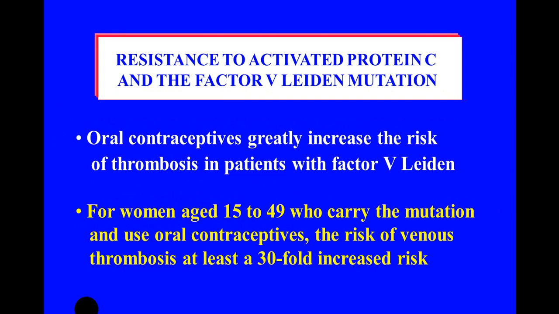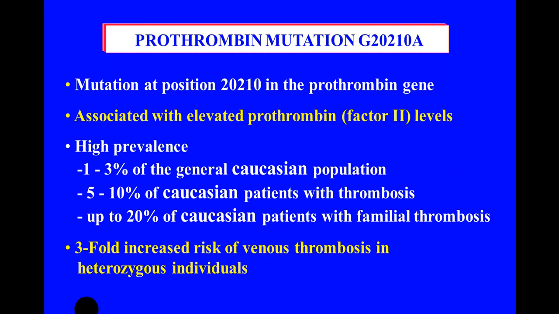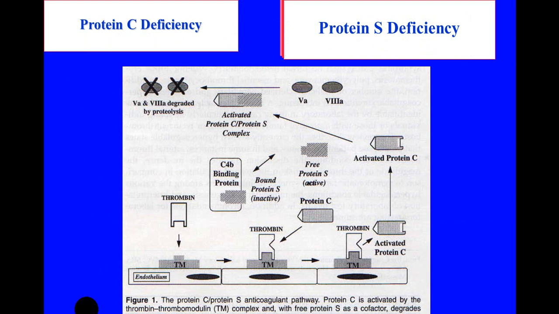With resistance to activated protein C and factor 5 Leiden mutation, oral contraceptives increase the risk of thrombosis in these patients about 30-fold. Mutation at position 20210 of the prothrombin gene is associated with elevated prothrombin, factor 2, level. Prevalence: 3% of the general Caucasian population, 10% of Caucasian patients with thrombosis, 20% of Caucasian patients with familial thrombosis, and a threefold increased risk of thrombosis in heterozygous patients.